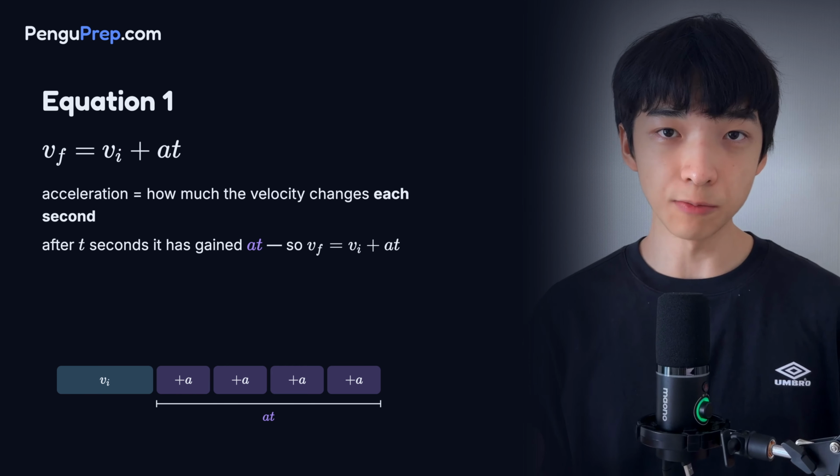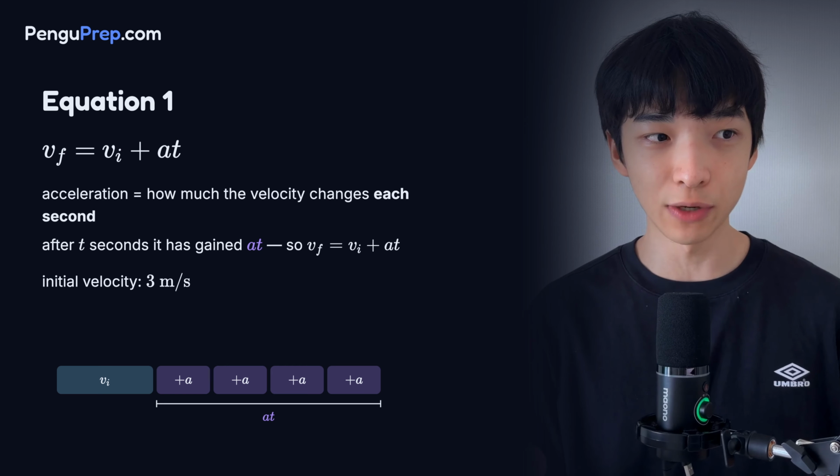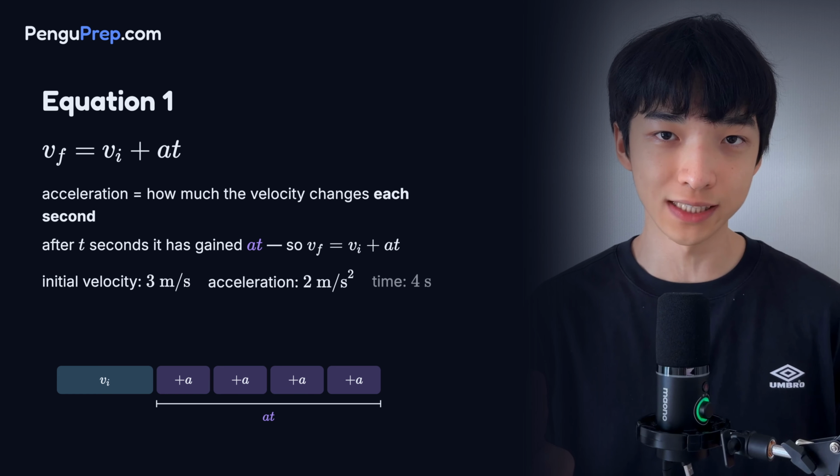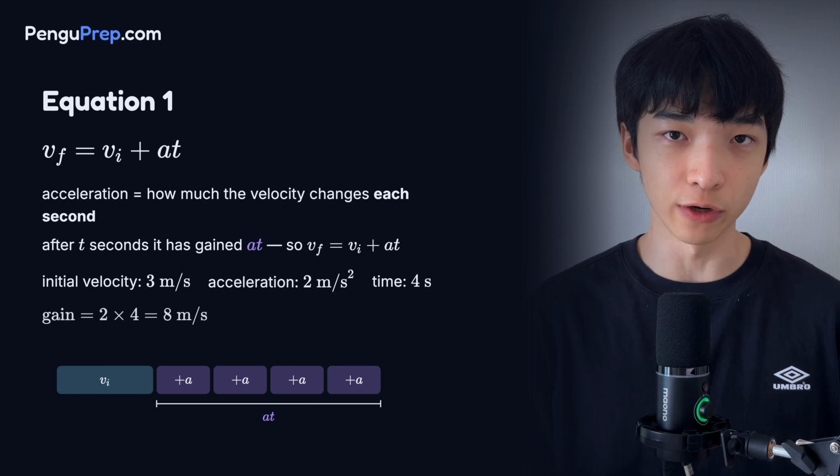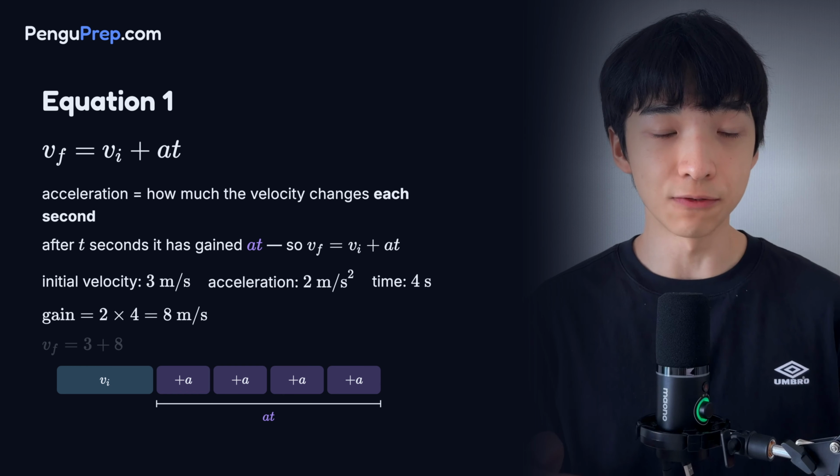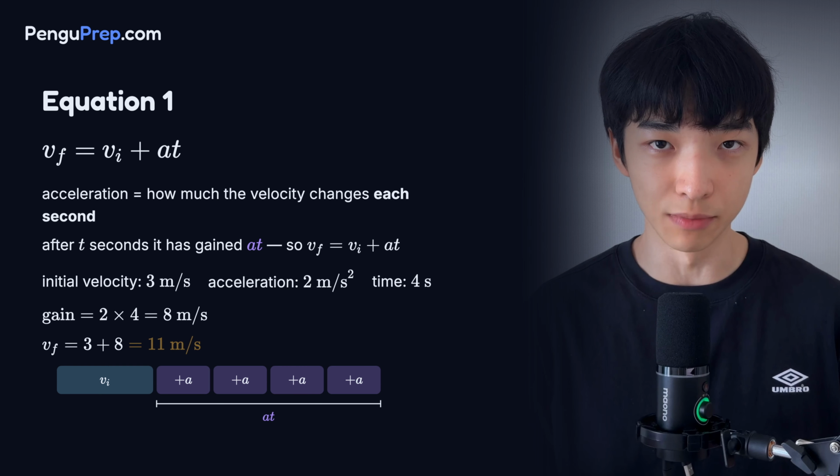For example, if an object begins at 3 meters per second and accelerates at 2 meters per second squared for 4 seconds, then it gains 2 times 4 equals 8 meters per second. So its final velocity is 3 plus 8, which is 11 meters per second.